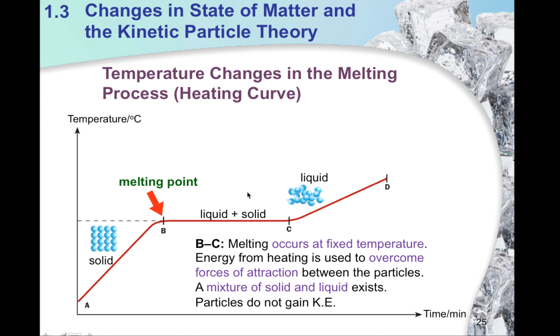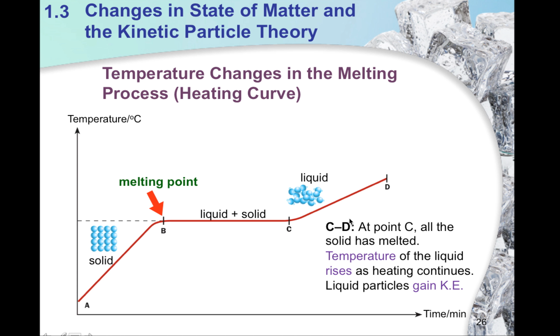And over here, if the question asks you what's the state that is present from B to C, it's actually liquid and solid. It doesn't matter if you write a plus or a dash, or a solid dash liquid. As long as you have both these keywords and a symbol to represent that the two are together, you'll be fine. Next, we look at C and D.